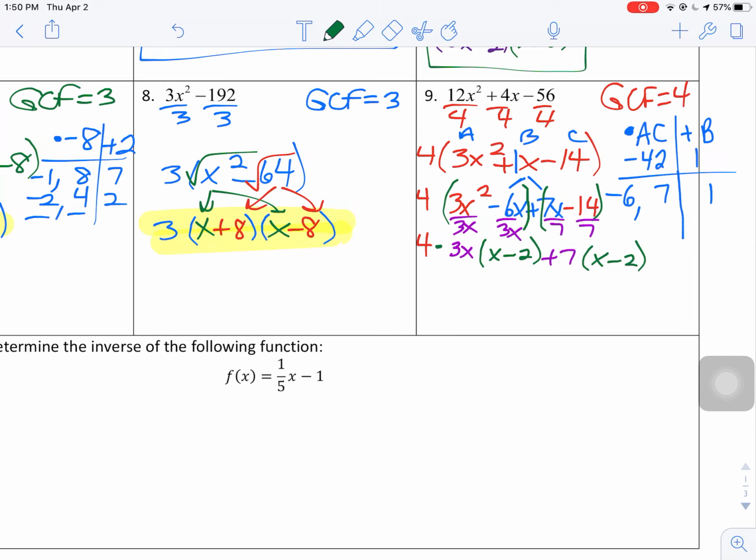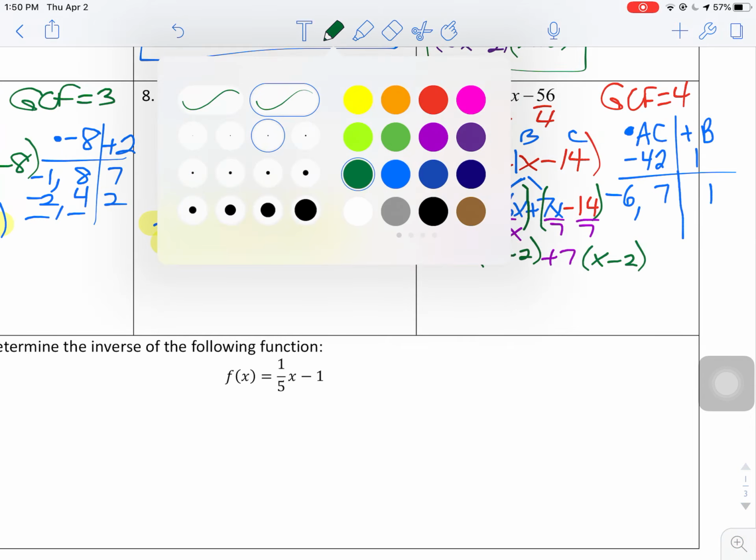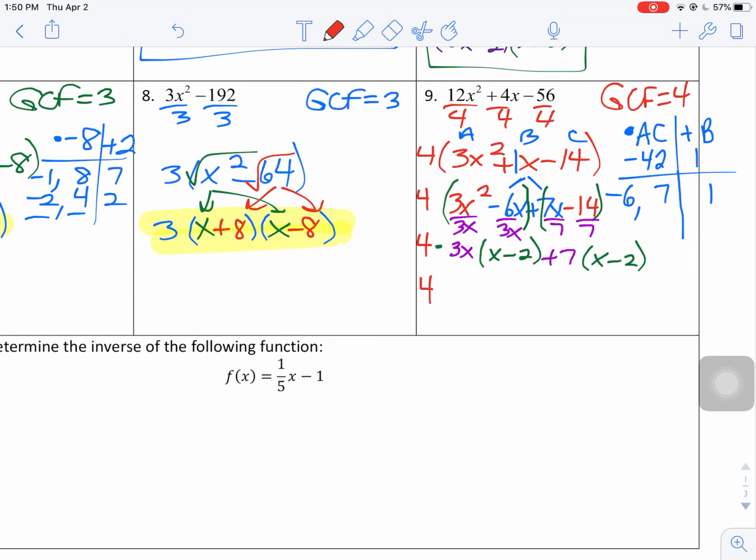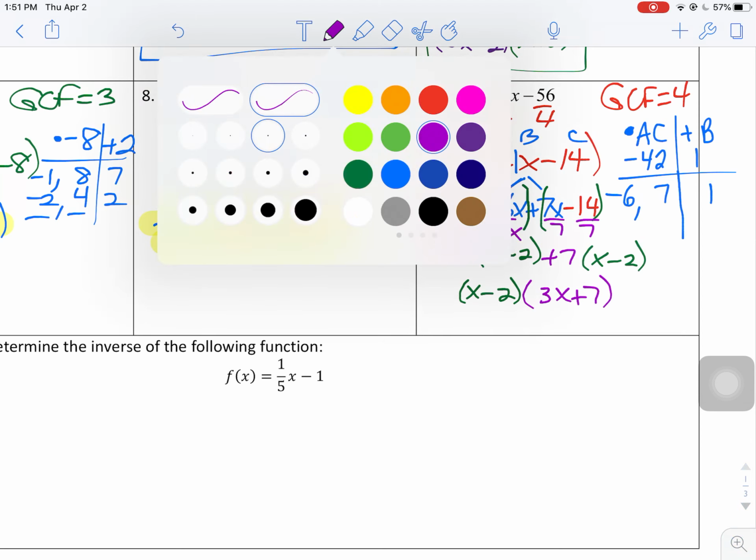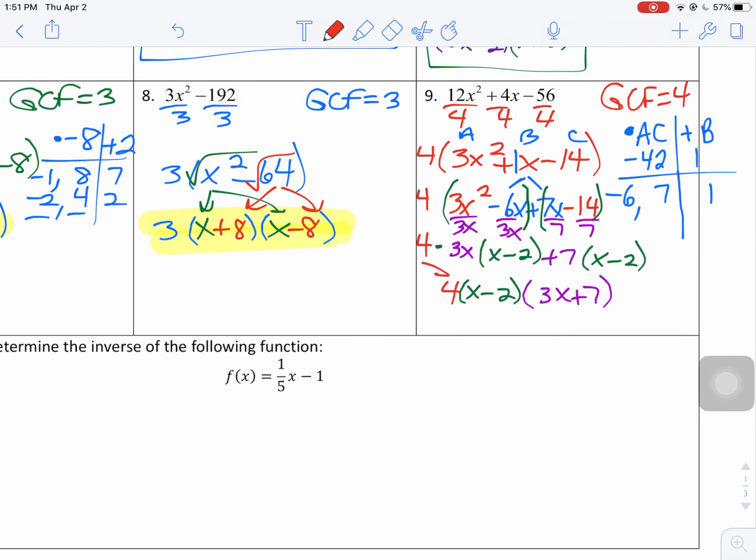And then those green x minus 2s are going to factor out in the front. So that 4, like I said, just keep dragging that 4 down in front. And then the green x minus 2 comes out. And you're left with the purple 3x plus 7. And typically at the end where I have that multiplication dot, let me erase that and make that just a 4. That's not typically how you write it, so just take that 4 and drag it down. And then that would be it. So this is our answer.